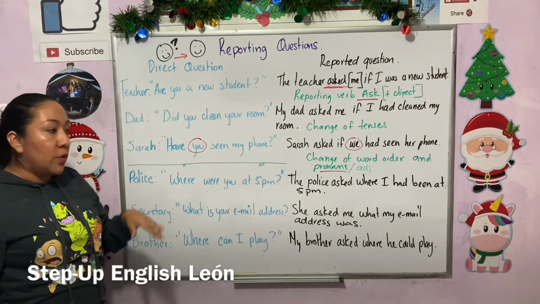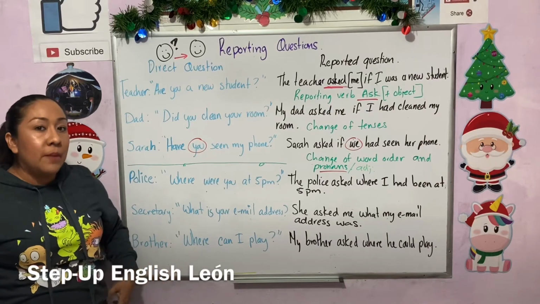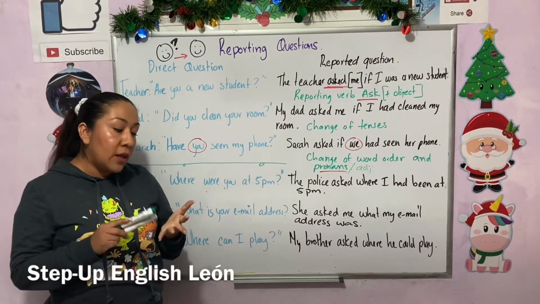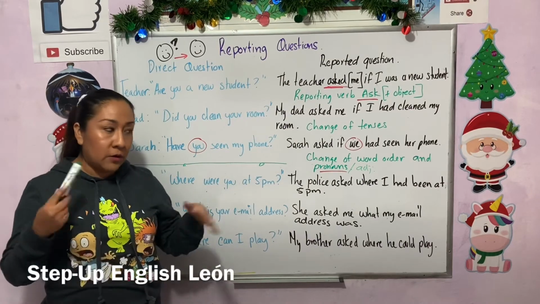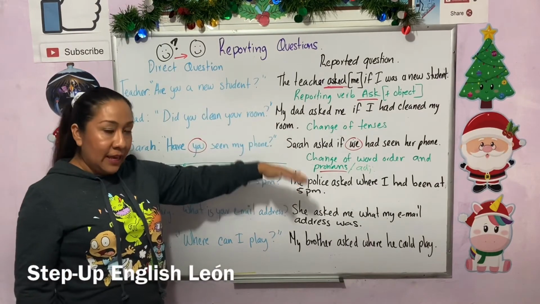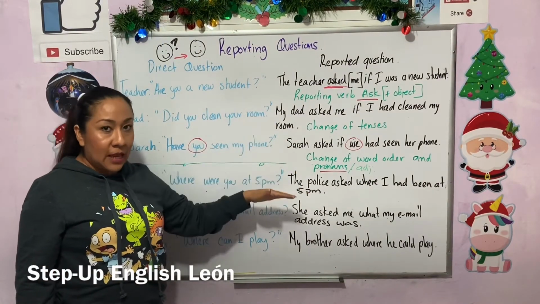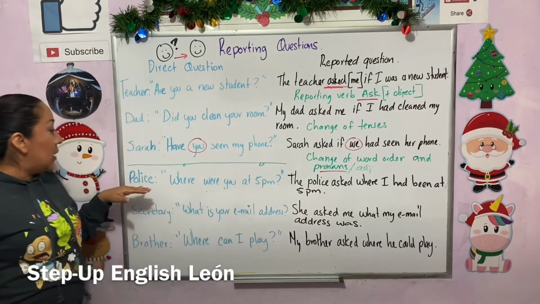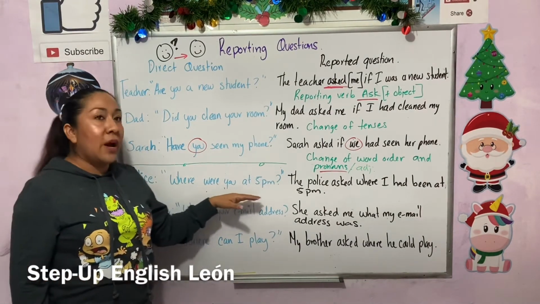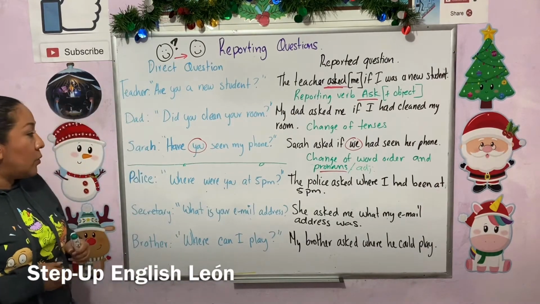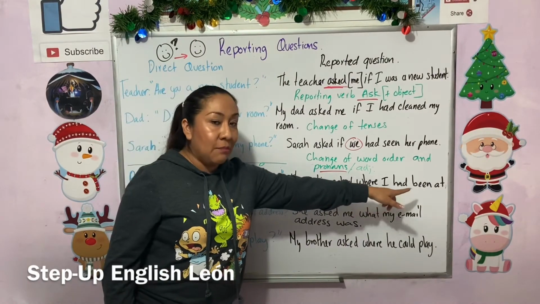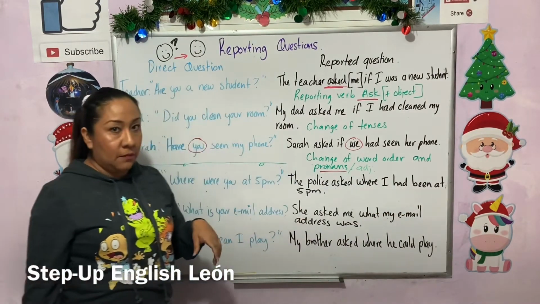Now, these over here are information questions. Information questions are the ones that start with what, when, where, why, who, etc. And you follow exactly the same steps. Okay? So you have a question from the police. Where were you at 5 p.m.? The police asked where I had been at 5 p.m.